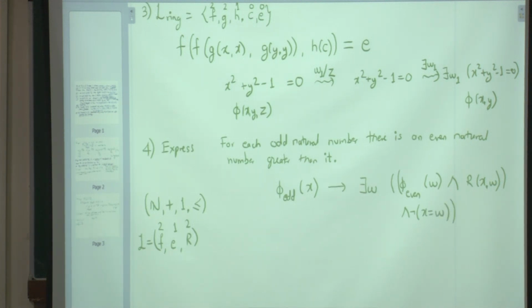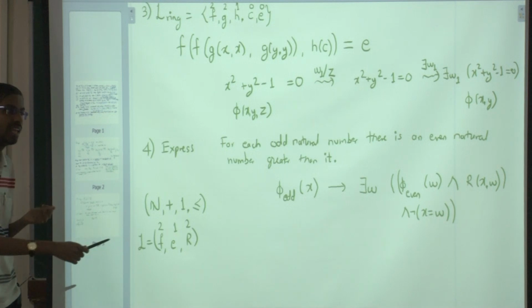So what does this particular statement represent? Please pay attention to the brackets, how I am bracketing it. It says that if X is odd, then there exists a W which is even and which is bigger than it.